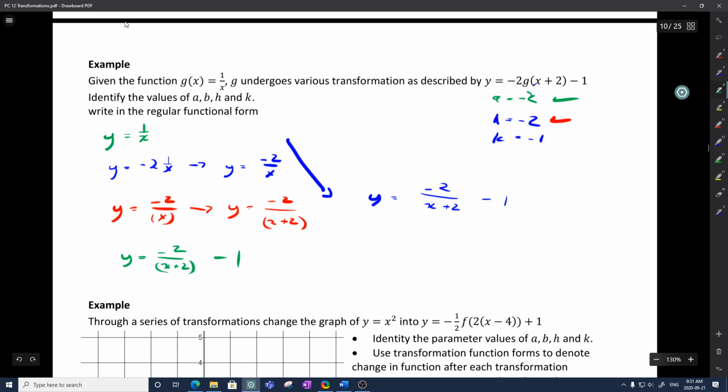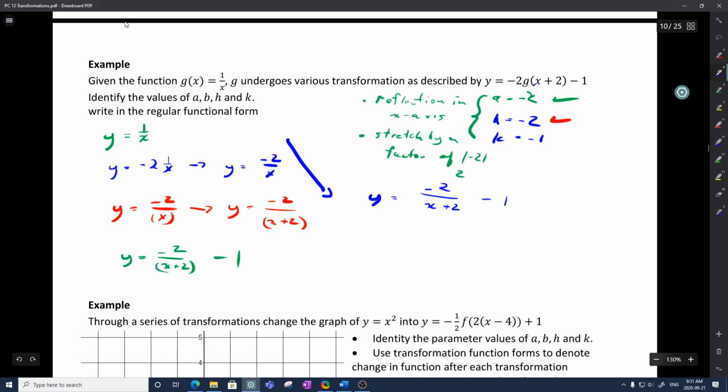Now, just a brief note. Although I have 3 parameters, there's actually 4 different transformations. 1, it would be a reflection in the x-axis, right? If we were asked to list all the transformations, we'd have to include the reflection. And then we would say stretch by a factor of, now I'm going to put the absolute value of negative 2, but really we would stretch by the factor of 2. Often that's forgotten.